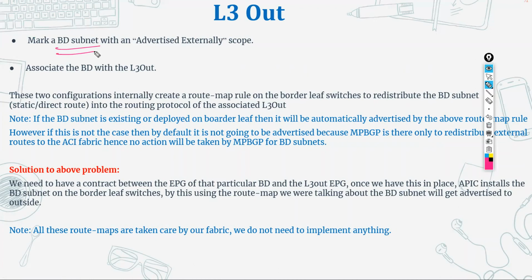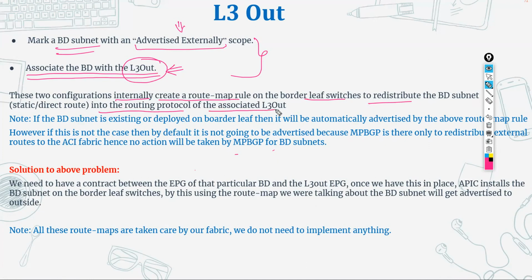As we discussed, we have two options. In the BD, we need to click on the checkbox for Advertised Externally, meaning we want to advertise this particular BD subnet to the outside. And we also associate the BD to a particular layer 3 out, where we want to advertise this bridge domain. As soon as we do these two configurations, internally ACI is going to create a route map on the border leaf switch to redistribute this BD subnet into the routing protocol of that particular L3 out. If the BD is already deployed on the border leaf, then it will be automatically advertised using these automated route maps.